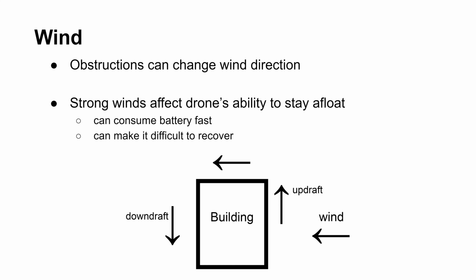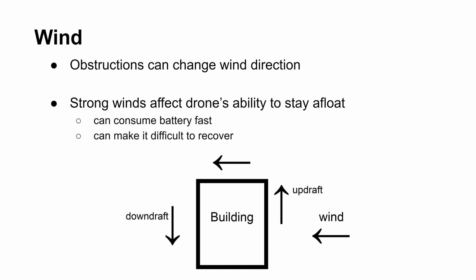The next topic is wind. Wind can greatly affect your drone performance. If there are obstructions on the ground, this may change not only the speed but also the direction of the air current, causing a dangerous condition for the unmanned aircraft. Also, strong winds can impact the ability of a drone to maintain its position and consume battery power faster than expected.